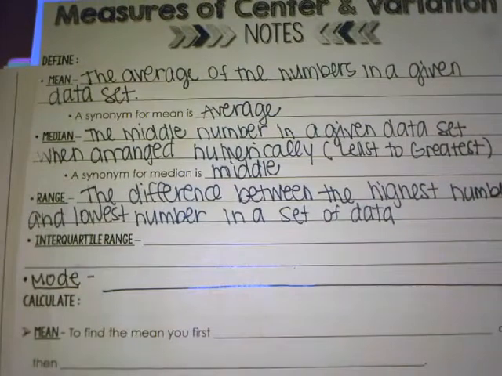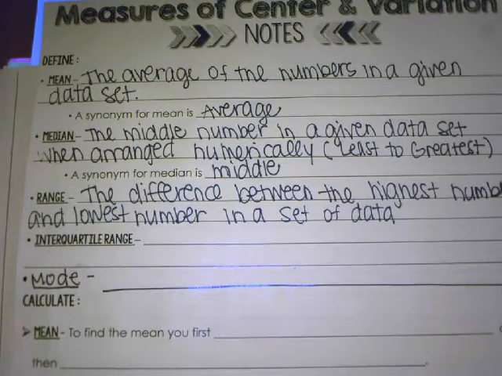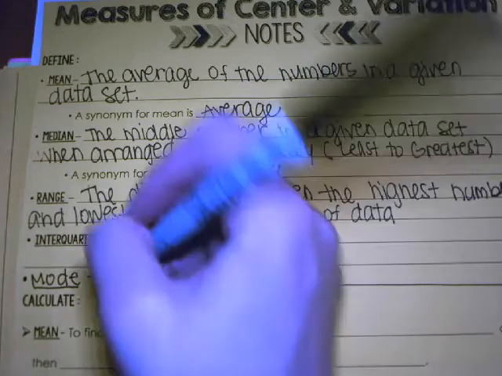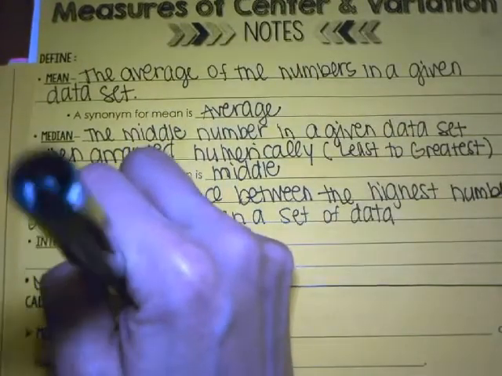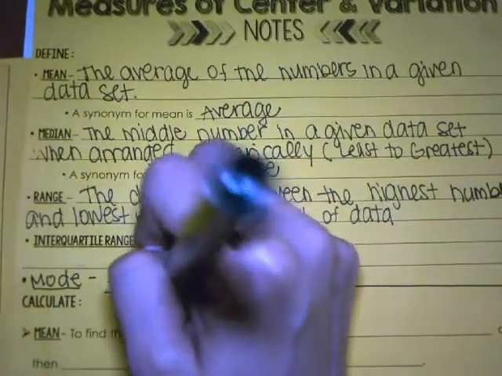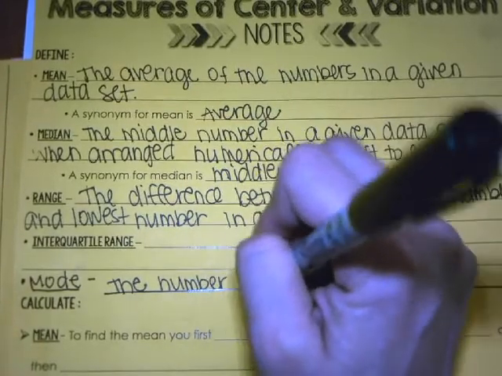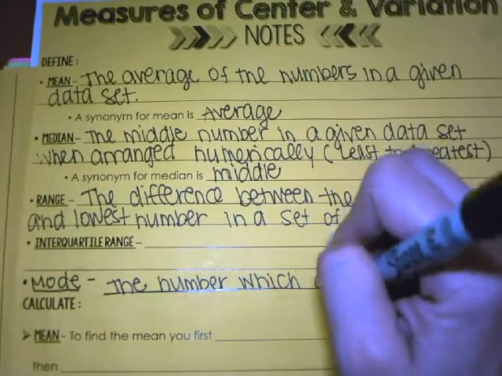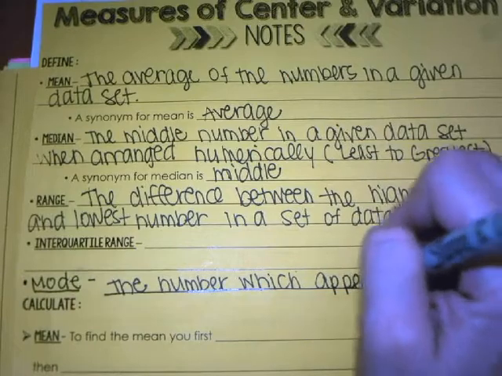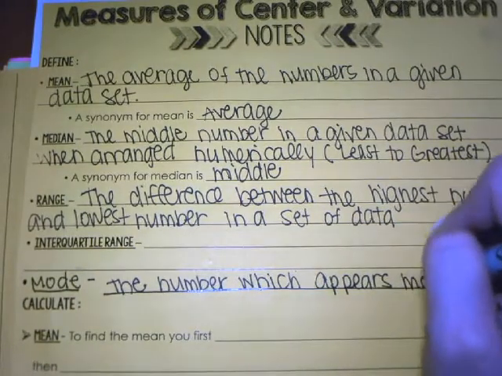All right, let's skip interquartile range for just a second and go to mode. Anyone tell me what mode is? What does mode mean? Hattie? The number most often. Good. The number which appears most often.